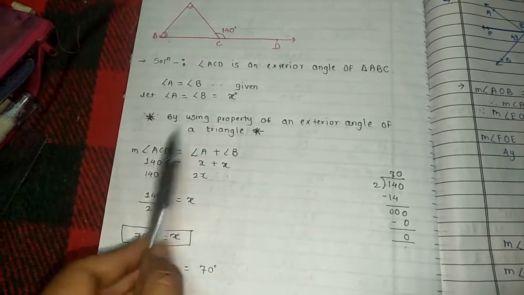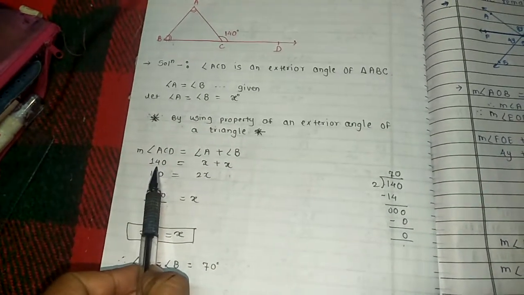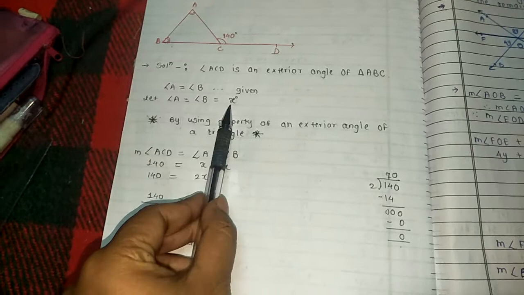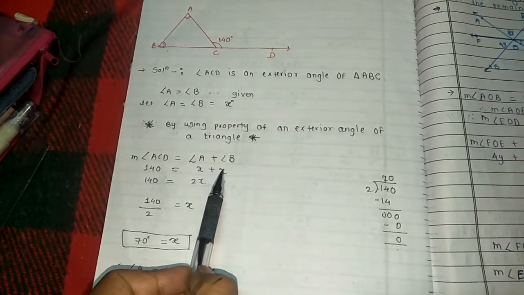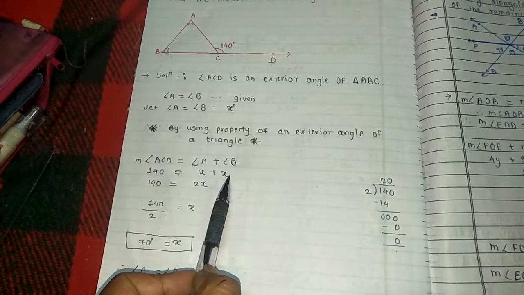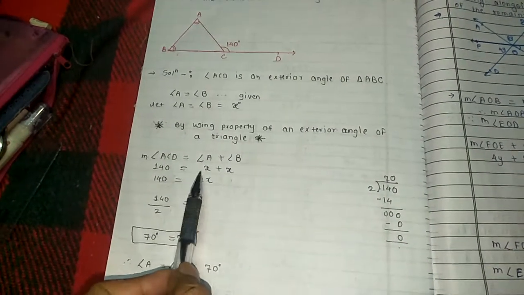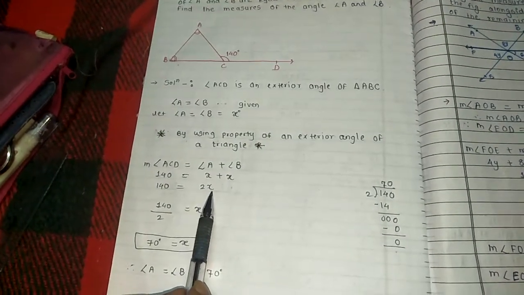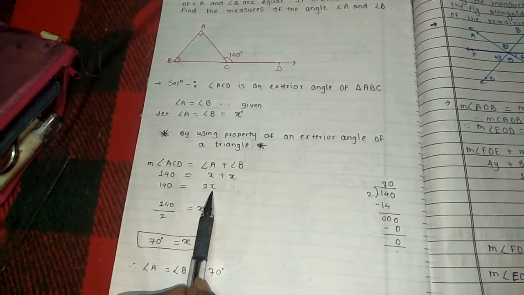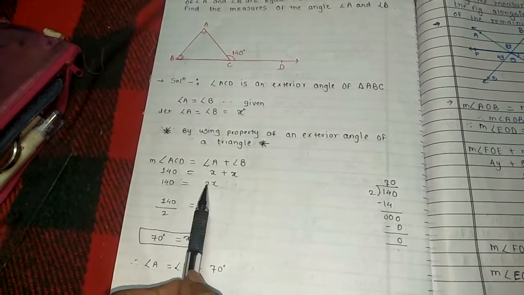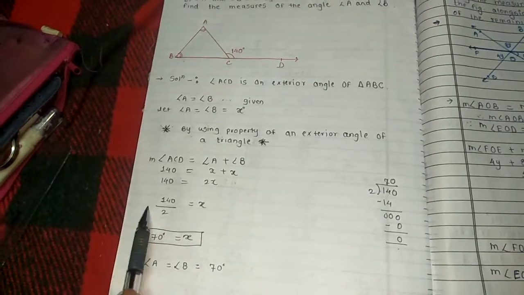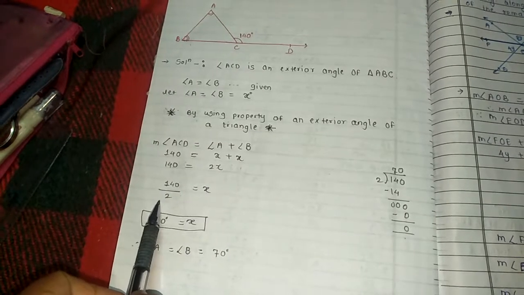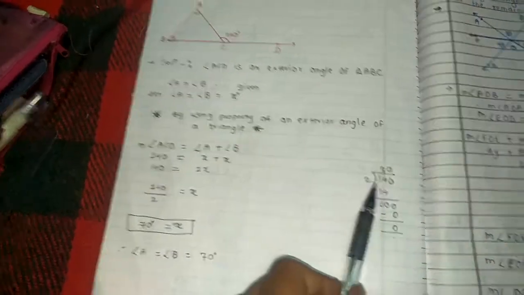ACD is given, it is 140 degrees, so we substitute the value. So 140 degrees is equal to angle A, which we assumed as x degrees, plus angle B, which is also x degrees. So 140 as it is, x plus x is 2x. Now we have to find the value of x. This 2 I shifted to the other side. 2 and x are in multiplication, so when shifted to the left-hand side it becomes division. So 140 divided by 2 is equal to x.